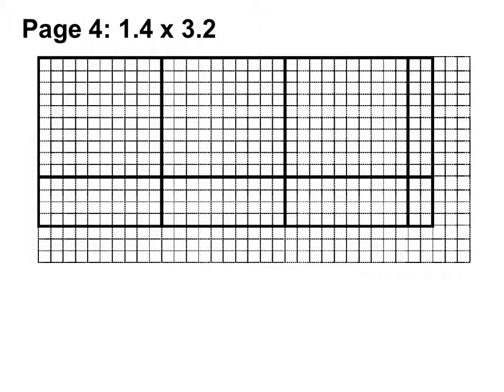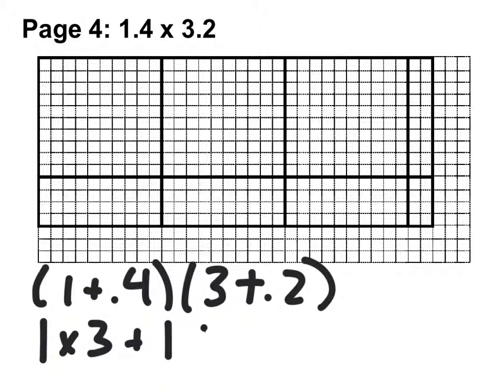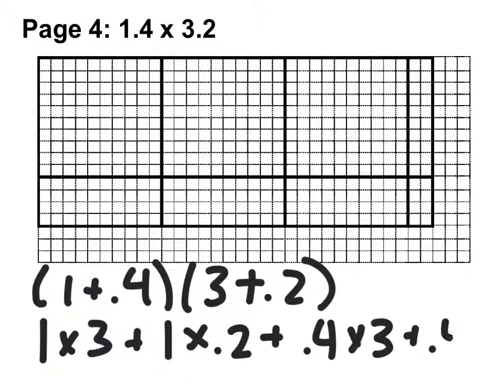So let's compare it to the distributive property or the break apart method. So this is actually 1 plus 4 tenths, and this is 3 plus 2 tenths. So distributive property would mean I would need to do 1 times 3, and add that to 1 times 2 tenths, and add that to 4 tenths times 3, and add that to 4 tenths times 2 tenths.